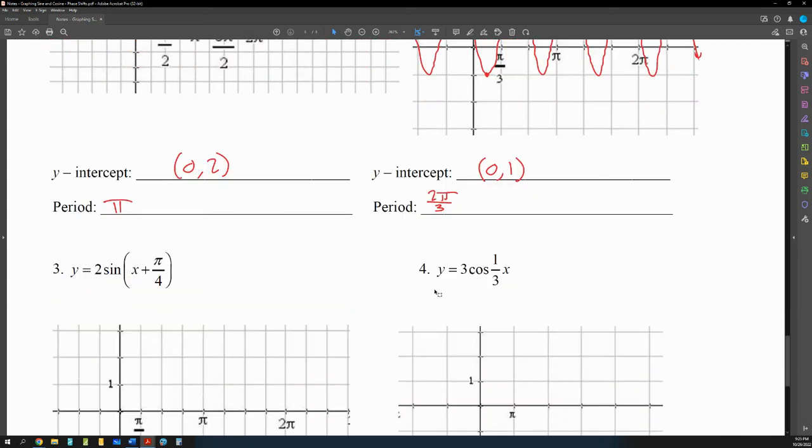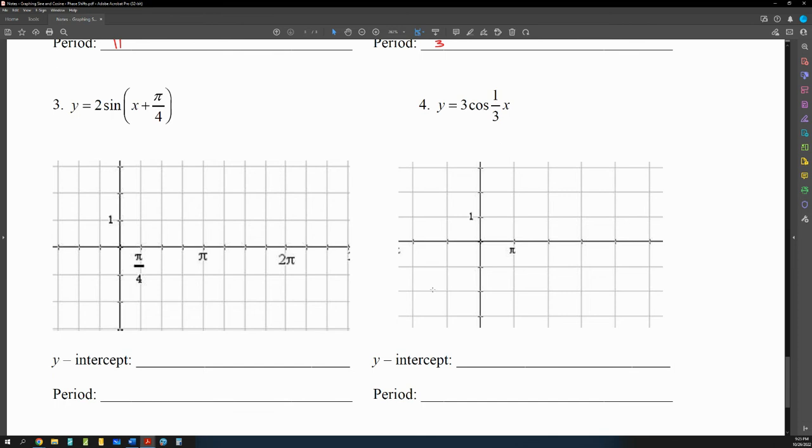All right, we got 2 more for today. I'm going to go ahead and let you try these on your own. So at this point, go ahead and pause the video and try these on your own. When you're ready, unpause and then check your work.